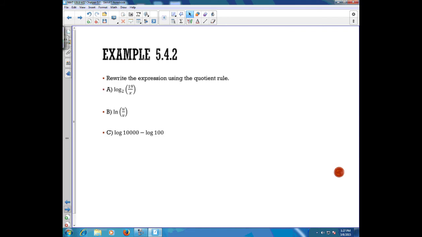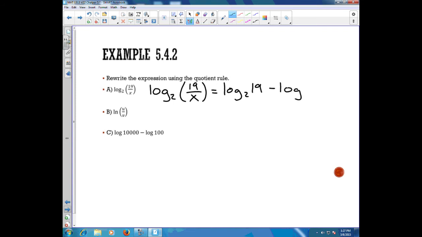So here we have log base 2 of 19 over x. And so we have the log of two things divided. We can rewrite that as a difference. This is log base 2 of 19 minus log base 2 of x. And notice that the minus goes in front of the one in the denominator.